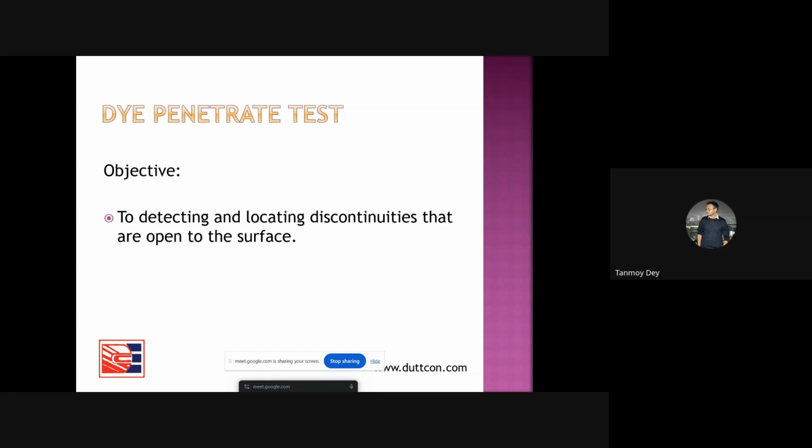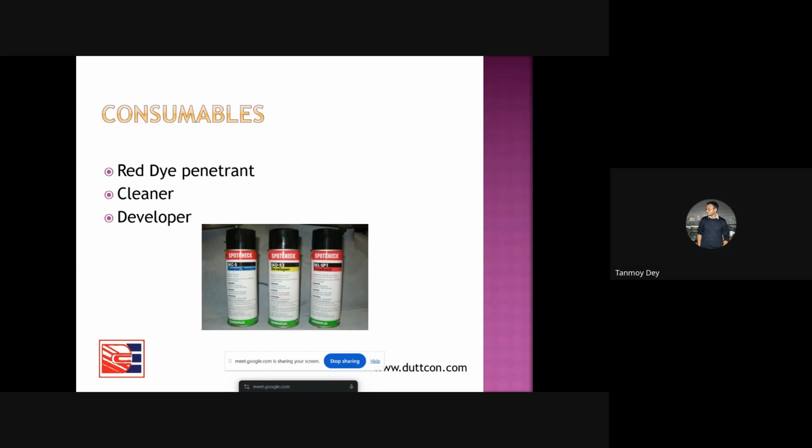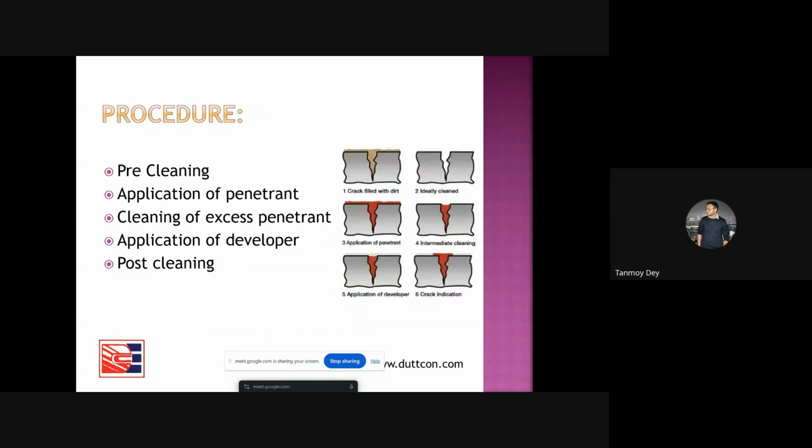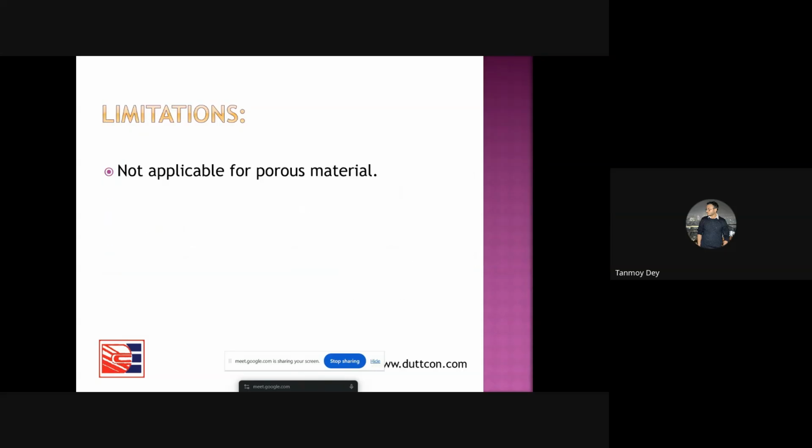This is the dye penetrant test. There are 3 cans: cleaner, dye and developer. I've told you the method, through this you can understand. There is siphoning action.